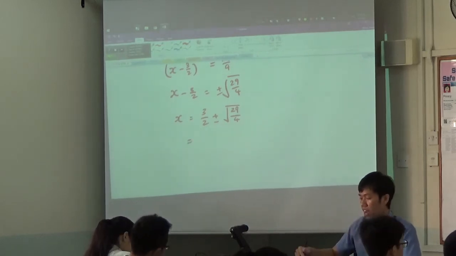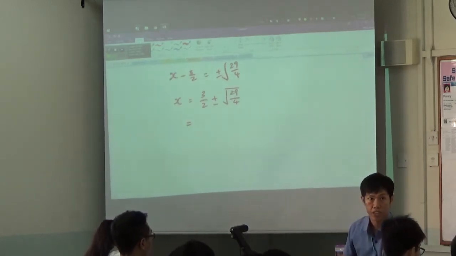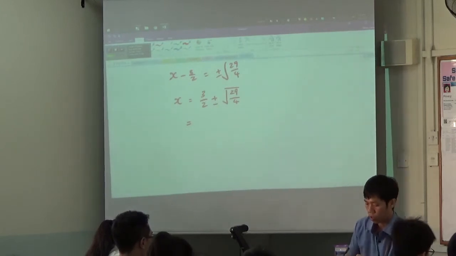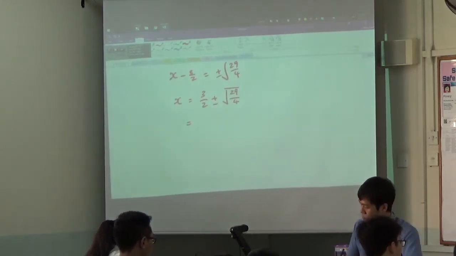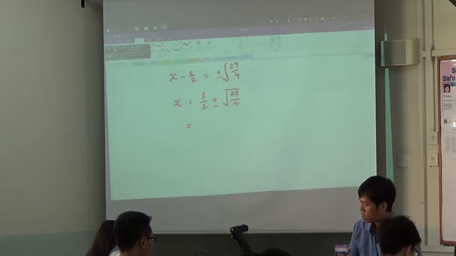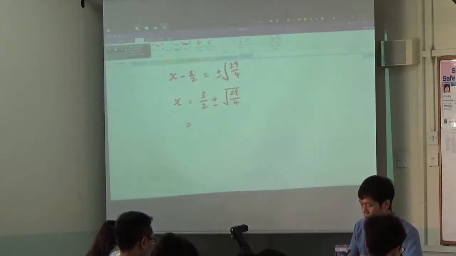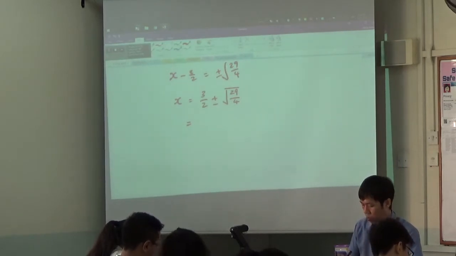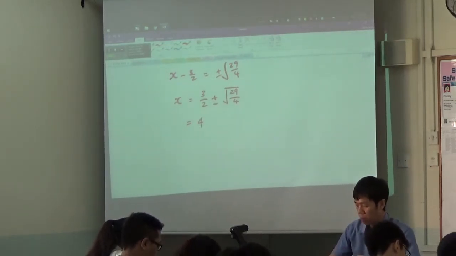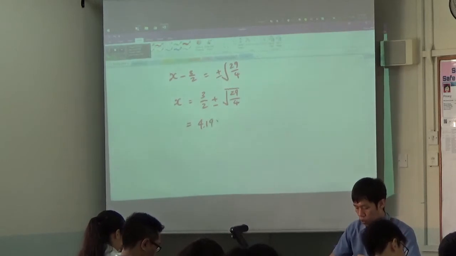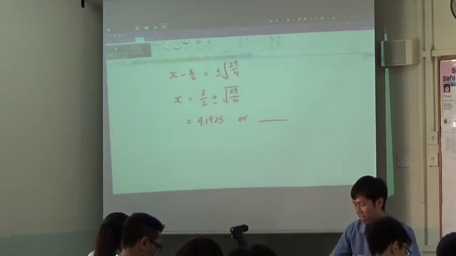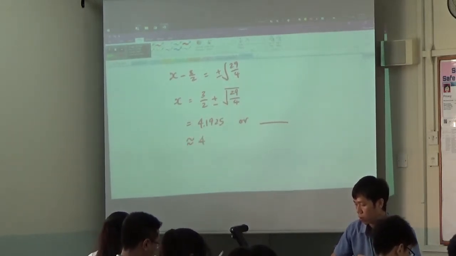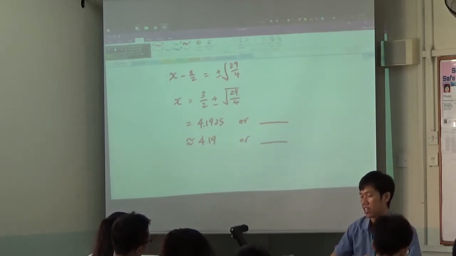Now, we know that we should be rounding off our answers to 3SF. So use our calculator to help us over here. Root 29 divided by 2 gives me 2.69, plus 1.5. So I get 4.1925, or 4.19, or the other answer, you can figure it out yourself.